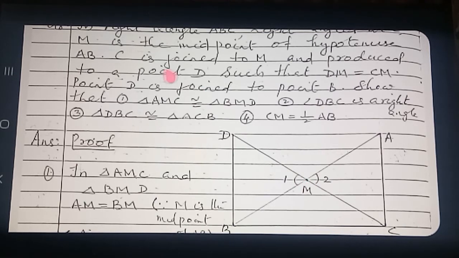Okay. Next point is C is joined to M. This point C is joined to M. That means CM is drawn here. Next point, and produced to a point D.